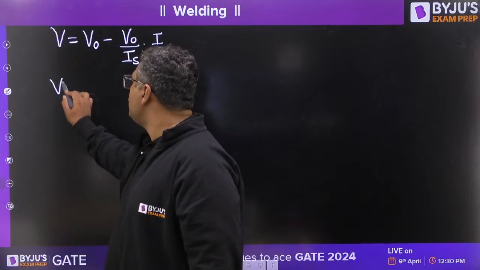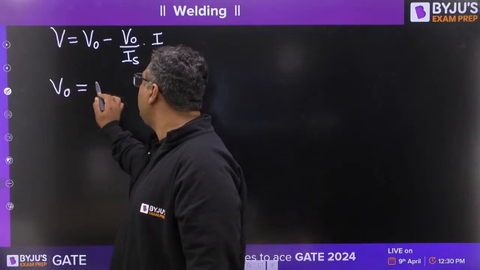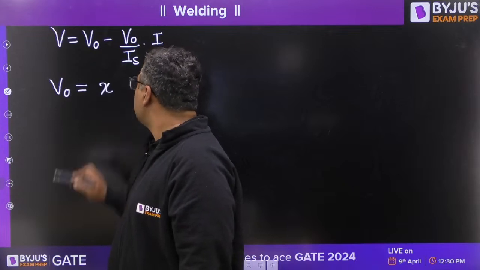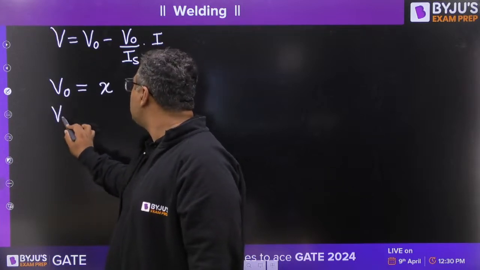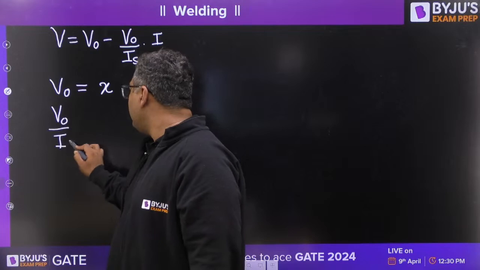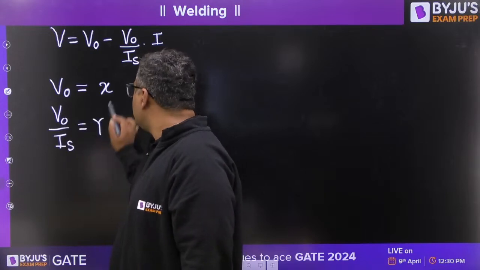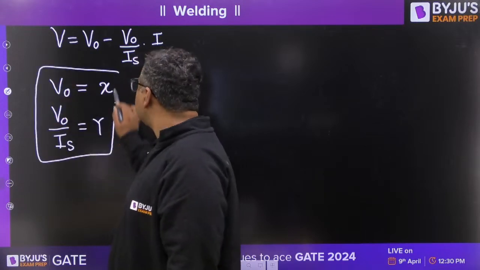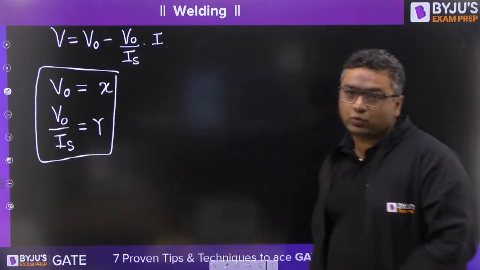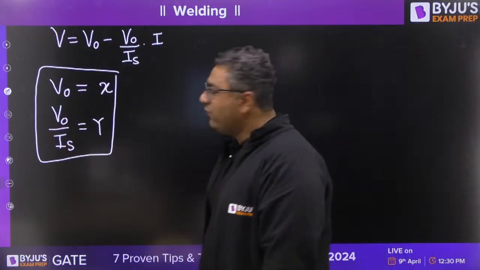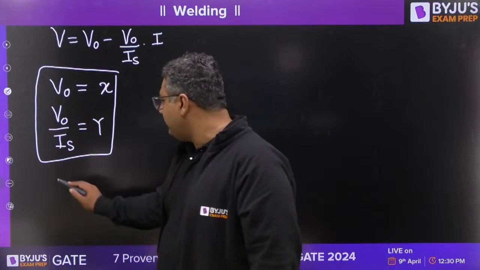So we will assume V naught to be, let us say, X. And this is V naught by IS, let us say Y. So we have these two variables, and we need to find out these two. If you need to find out these two, what will be the equation?